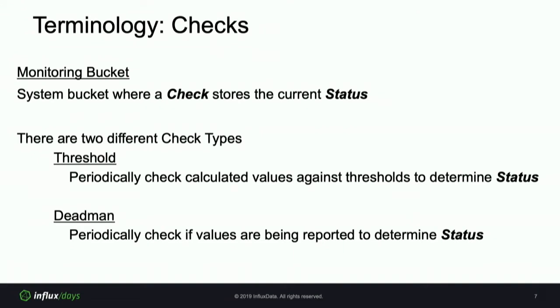And there are two different types of checks right now that we support. There's the threshold one, where I check the values of my time series data against particular criteria and understand which level I'm at, or a dead man, which is if I'm reporting data in and it stops reporting, let me know that. This is really useful for when you're monitoring things, anything, that you always want to make sure it's up and running. Dead man checks are useful for that.